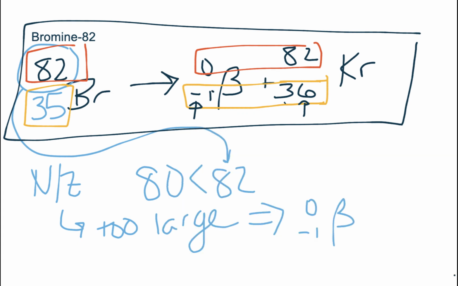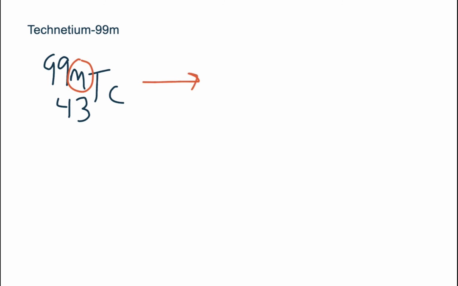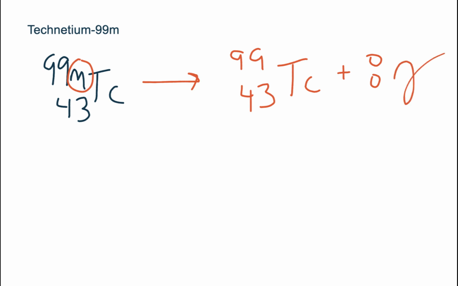Okay, let's look at one last example. Technetium-99. This is used really often in medical diagnoses. So in this case, we have technetium-99. You can go to your periodic table and see that technetium is number 43. And here, finally, we see this m. And that m means we have metastable technetium. So if you see that m, what that means is that you will get the same exact nucleus back. So we still have a technetium-99, but that metastable version just means you'll have a gamma emitted from it.